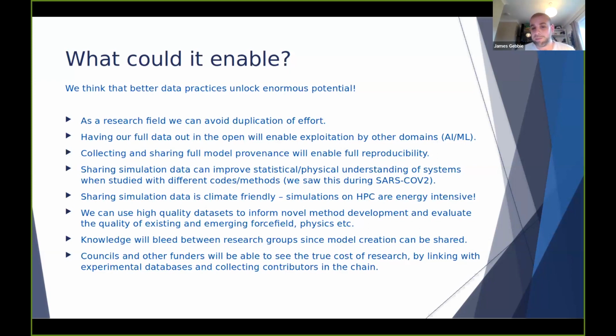I think knowledge will bleed between research groups, so you always get research groups on the cutting edge. If you can see how those guys are doing things, then that's going to lead to knowledge exchange. It really will. It'll be interesting for councils and funders to see the true cost of research. If we can see all the different data points from experiments come into simulations, you can see all the research teams and facilities that we use to create a piece of research. So really, I think there are some really interesting things that will come from doing things like this.